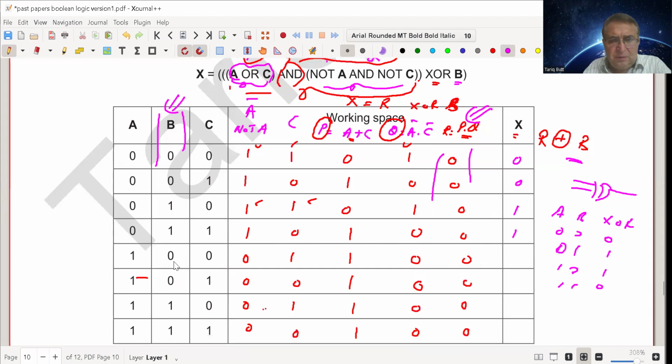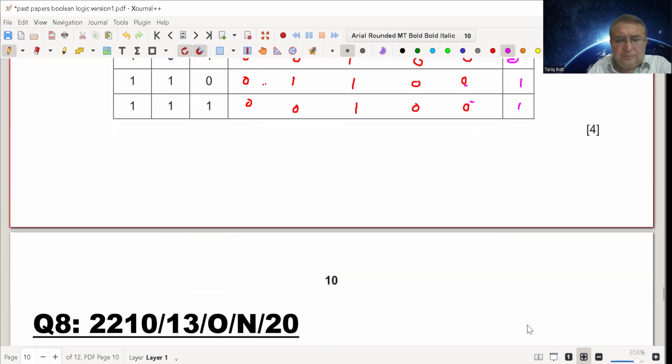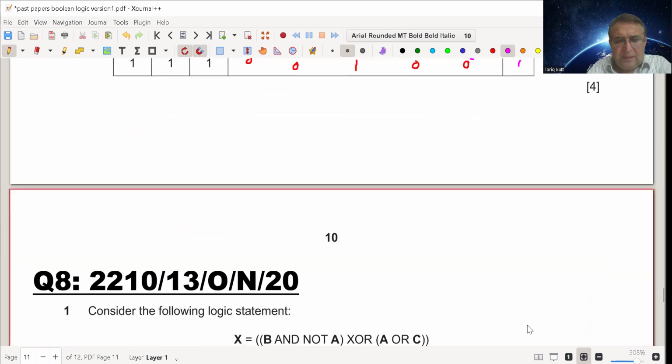Then this 0 with 0 same, so 0. And next this 0 exclusive or with 0 same, so 0. Here this is 1, this 0, so different, so output is 1. And this is 1 exclusive or with 0, so different, so output is 1. And that's it. So I hope it is clear.